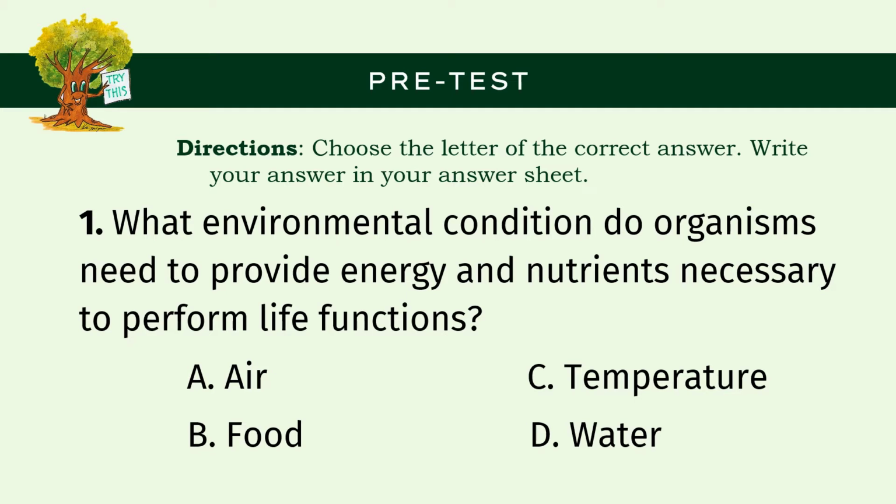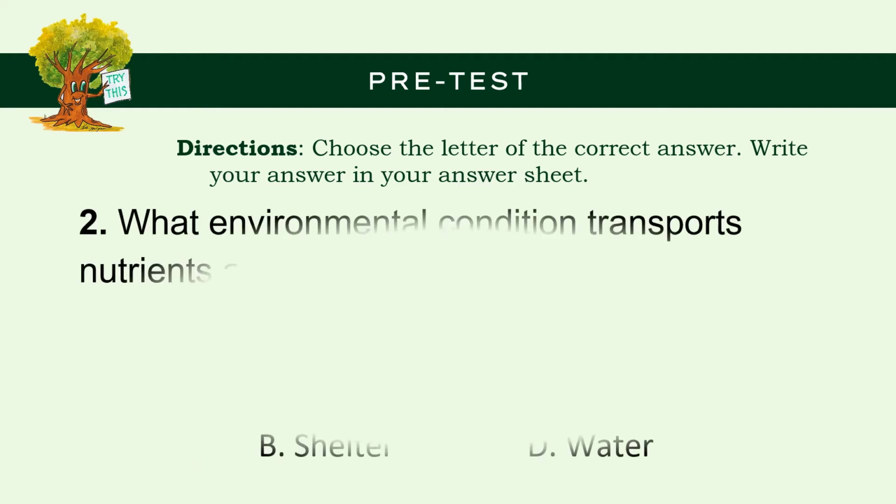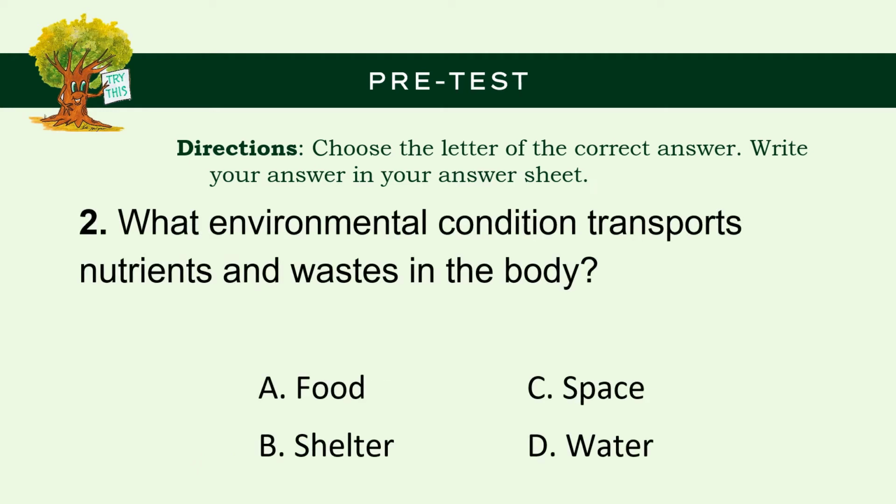What environmental conditions do organisms need to provide energy and nutrients necessary to perform life functions? A. Air. B. Food. C. Temperature. D. Water. Number 2. What environmental condition transports nutrients and waste in the body? A. Food. B. Shelter. C. Space. D. Water.